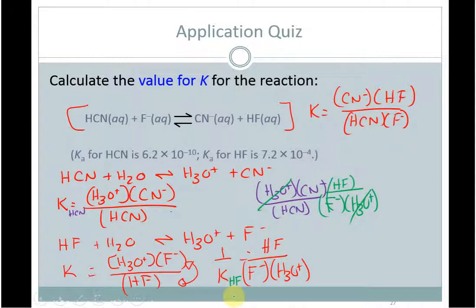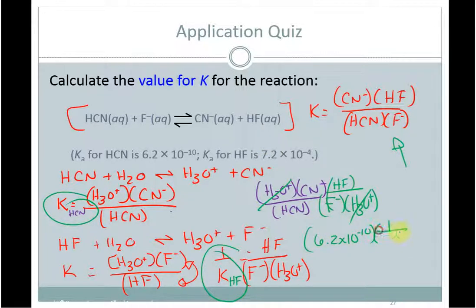So to find the K value for this guy up here, we're going to take the K value for our HCN times 1 over the K value for HF, and that's going to give us 6.2 times 10 to the negative 10 times 1 over 7.2 times 10 to the minus 4, which gives us something like 8.6 times 10 to the minus 7, I believe.